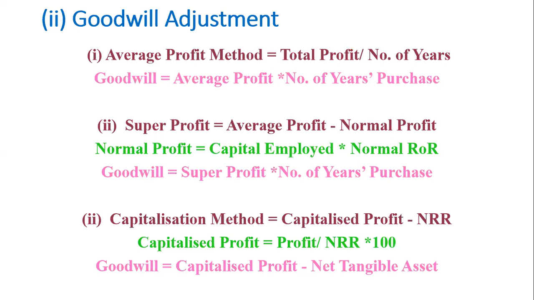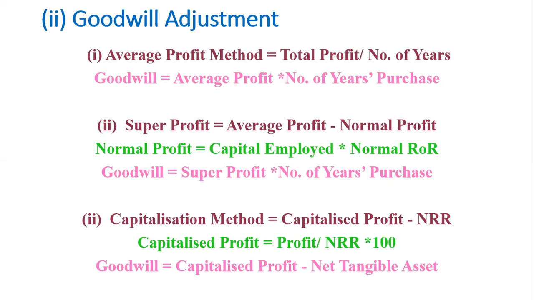And here there is a need for the adjustment of goodwill. Goodwill is the name of the business. The firm is earning some better business and it has got a good name in the market, so that good name is given some value, which is called goodwill. There are three usual methods used to compute the goodwill.